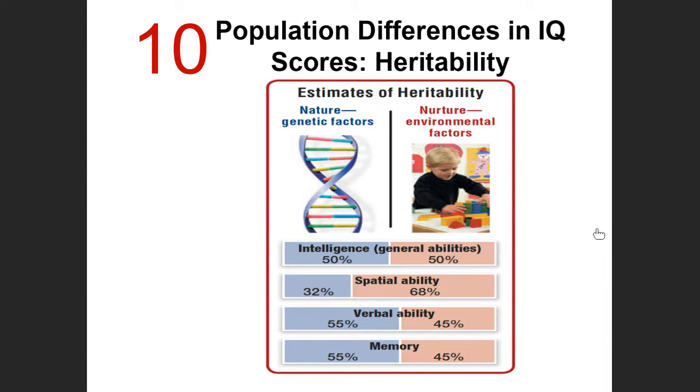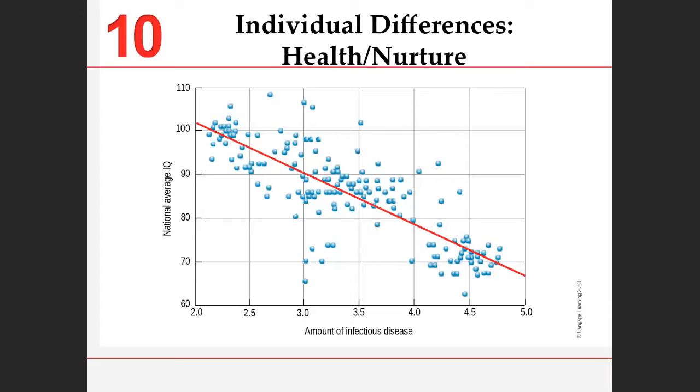So, if we want to look at the differences nurture-wise, as the amount of infectious disease has decreased around the globe, the average IQ scores have actually gone up, and so people's health conditions and their education opportunities, etc., have influenced their IQ scores.